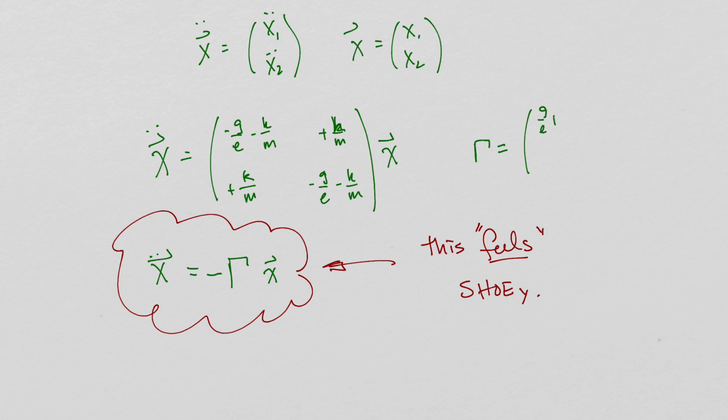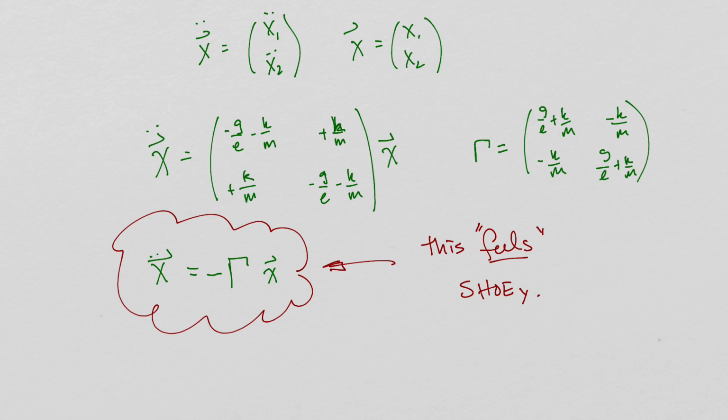So it's G over L plus K over M along the diagonals. And then on the off diagonals, it's minus K over M. But that's okay, and the minus sign there is purely to make it look as shooey as possible. So that way we can think about it as something that's truly shooey. Okay? And again, it feels shooey.